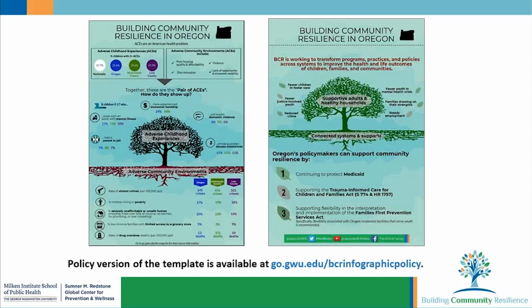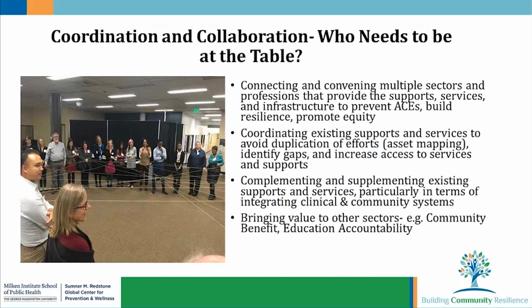So you can see on that second page that the Oregon team, this was one of the graphics they used on Hill Day, really laid out the outcomes that would indicate healthy communities. And then they have 3 specific things that they wanted to talk to the policymaker about. So we can go to the next slide.